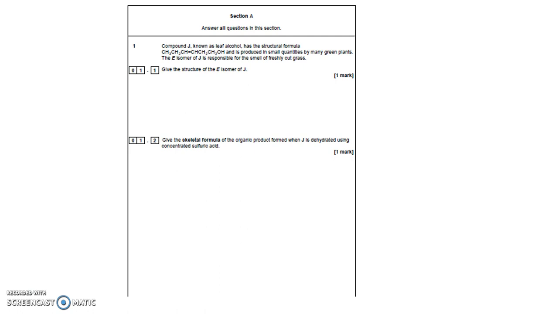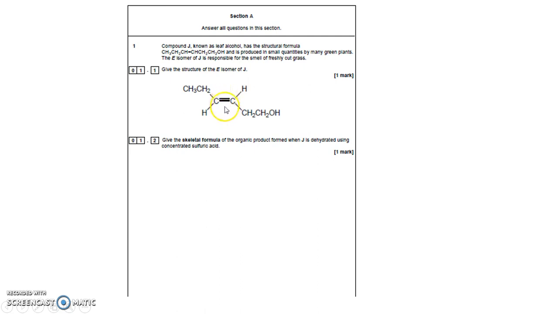Well, I'm actually going to do spoilers to start off with because you can see what it looks like. So the E isomer of J, if we actually look here, it's got a double bond between the two carbons. A structural isomer like this, an EZ isomer, sometimes called a geometric isomer, is part of a larger family of isomers called stereoisomers. So a geometric isomer is a stereoisomer, and it happens because of this double bond.